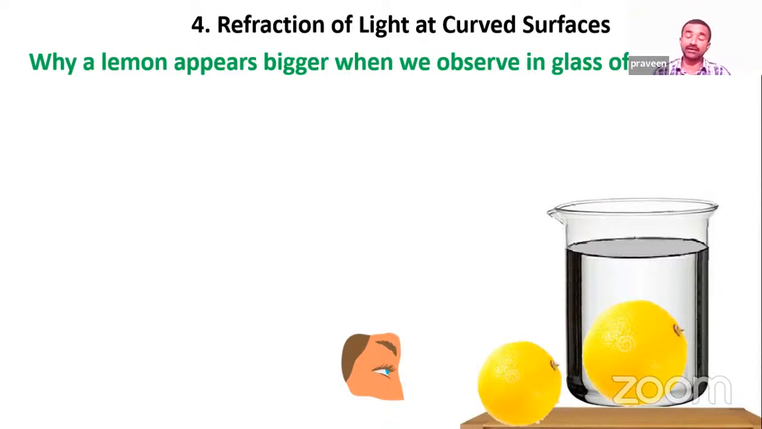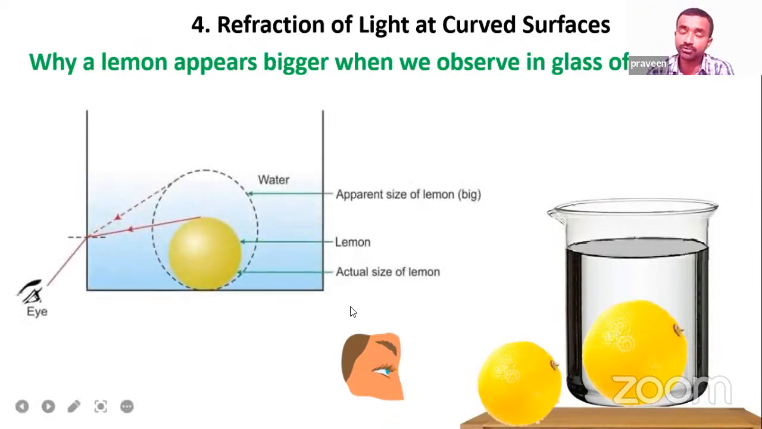Using the ray diagram, the light rays we are receiving come from the denser medium to the rarer medium. We know that already: rarer to denser bends towards the normal, and denser to rarer bends away from the normal. Using the same concept, here you are able to observe this.